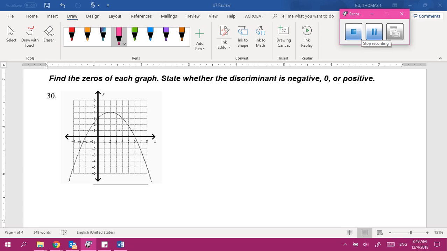All right, so on number 30, it says find the zeros of the graph. Okay, so first let's do that. What are the zeros of this graph? Or what does zeros even mean? So it's x-intercepts, right? But what would you write then as your zeros? X equals, right? Because remember, whenever we solve for solutions, which also means zeros, we always write x equals. So what are your two zeros here then?